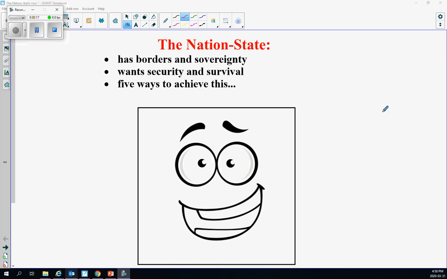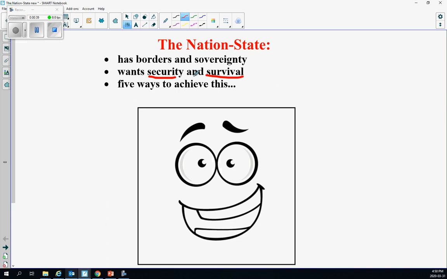We're looking at the nation state. We're still in chapter 7. What we look at today is what actions can a nation state take to ensure security and survival as it functions with and around other nation states, some of whom might be threatening, bigger, etc.